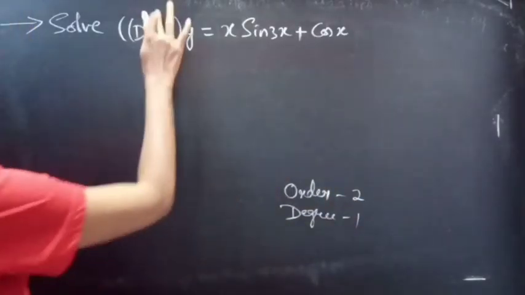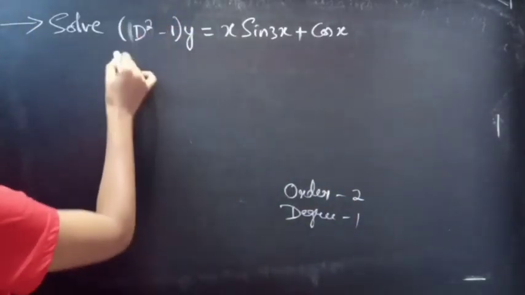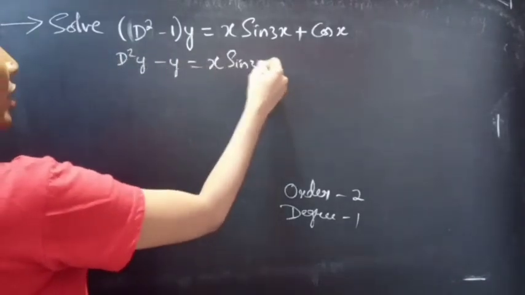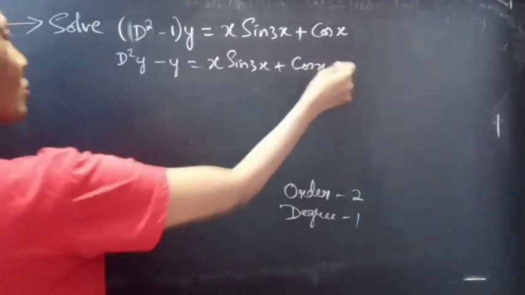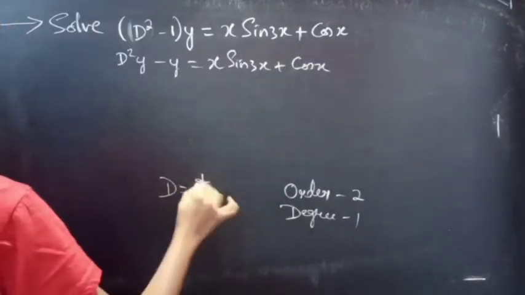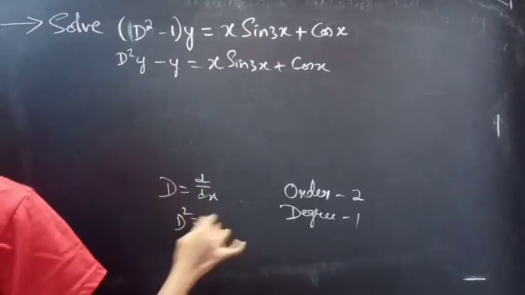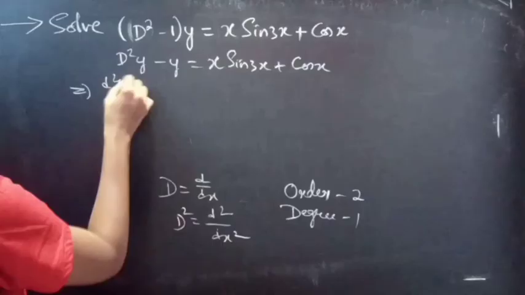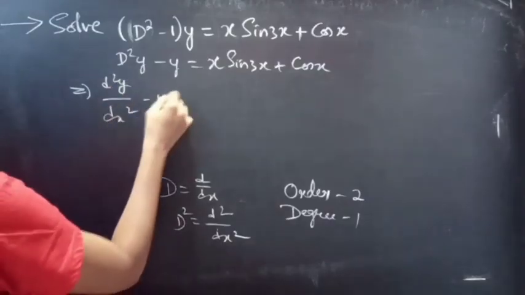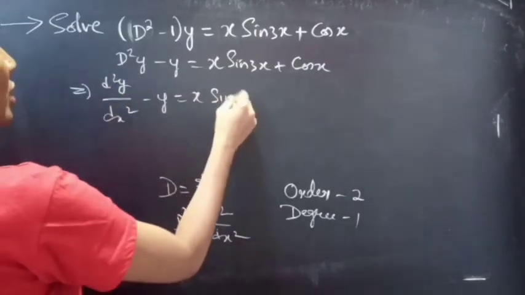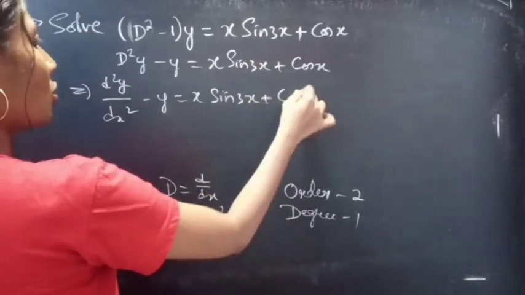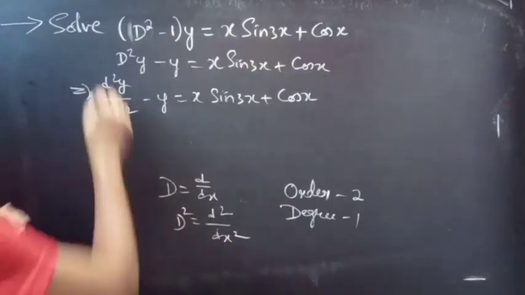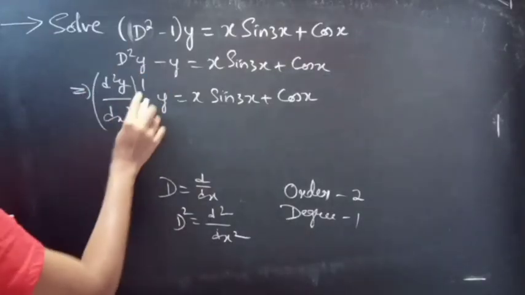Right? Or just write the given differential equation as D square y minus y equals x sin 3x plus cos x. We know that D is a differential operator. The D square will be d square by dx square. Now our equation becomes d square y by dx square minus y equals x sin 3x plus cos x. Here d square y by dx square is the highest derivative, so our order will be 2, and the highest power of the highest derivative, the degree, is 1.